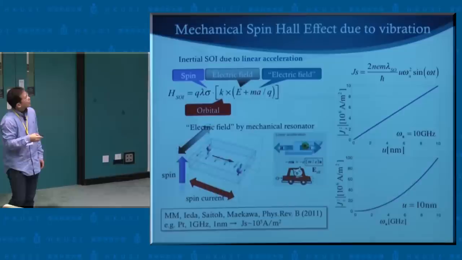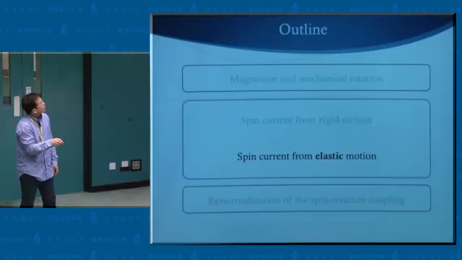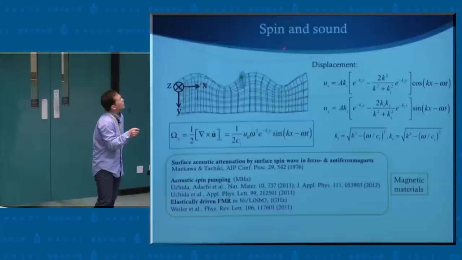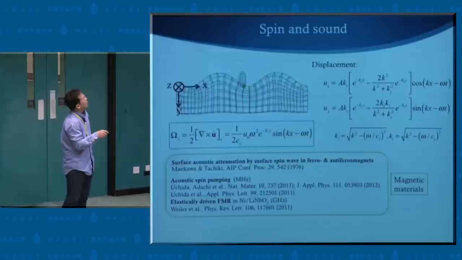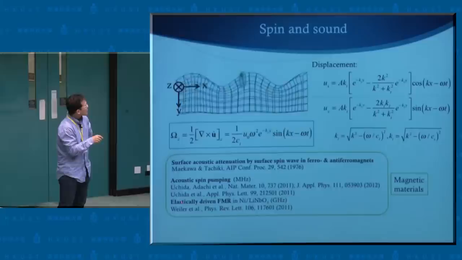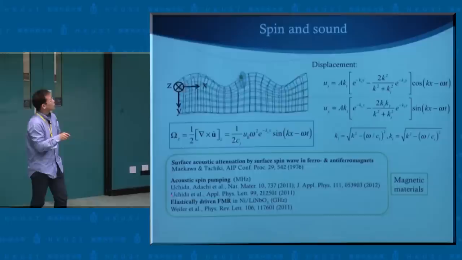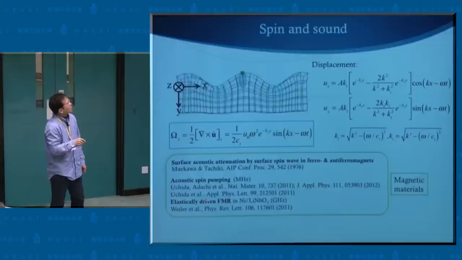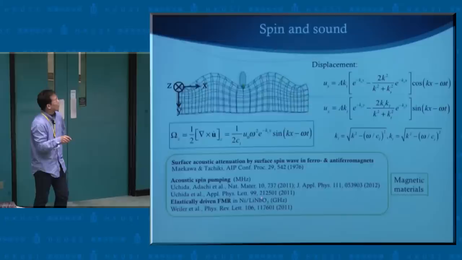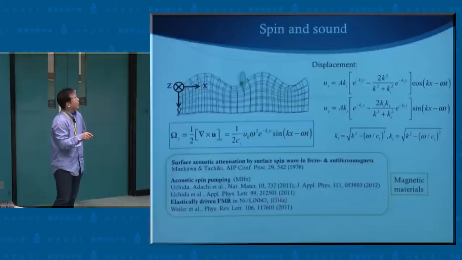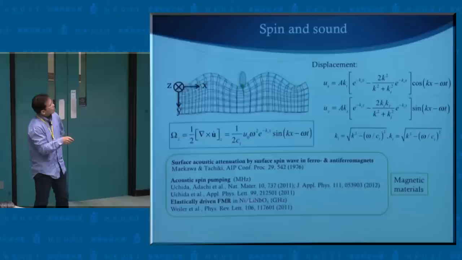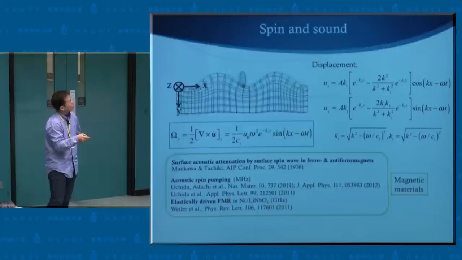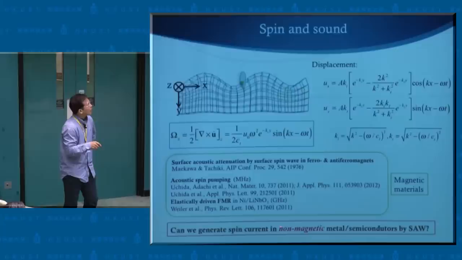Now let's move on to the next topic, spin current generation from the elastic motion. The interplay of spin and sound has also been studied for many years. Very recently, Dr. Uchida and Professor Saito's group demonstrated acoustic spin pumping in the megahertz region. And a Munich group observed elastically driven ferromagnetic resonance in a thin film layer in the gigahertz range. However, these studies are done in magnetic material. So our question is, can we generate spin current in non-magnetic metal or semiconductor by surface acoustic waves?